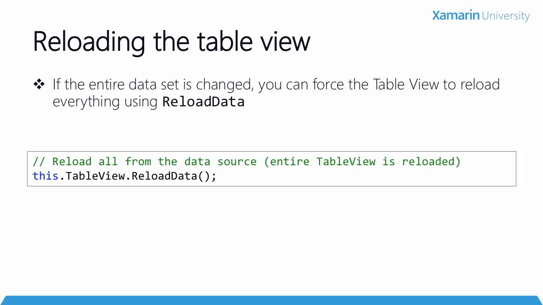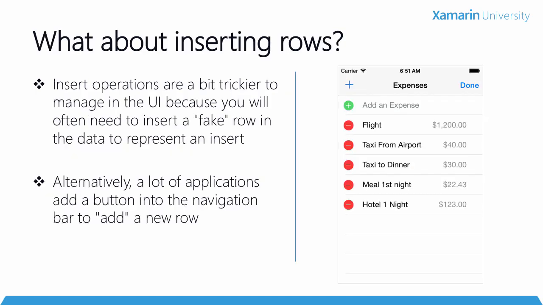Finally, if you have a lot of changes, it can be more efficient to simply reload the entire visible set of data. This is done by calling reload data on the table view. This will cause it to call cellForRow for each visible row in the table view, and the table view will be refreshed. Often, you'd like to be able to add new data into the table as well as remove it.